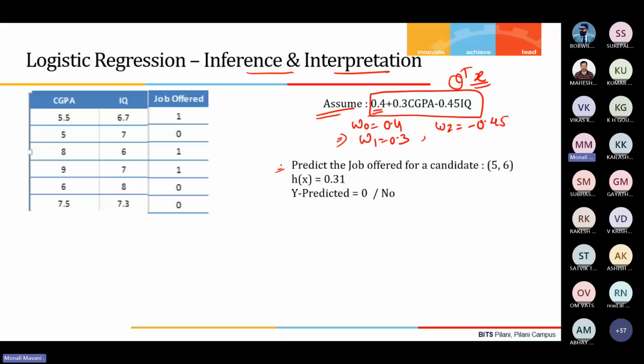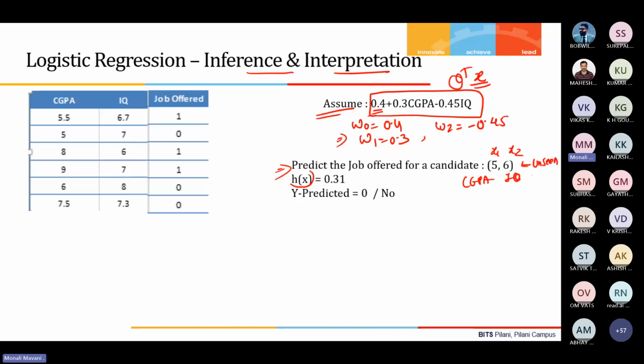So now we will do the prediction. What is asked? Predict the job offer for a candidate with these feature values. This is X1, this is X2, like CGPA and IQ. So during prediction, some unseen example is coming. We call it an unseen example, which means its ground truth label is not available.